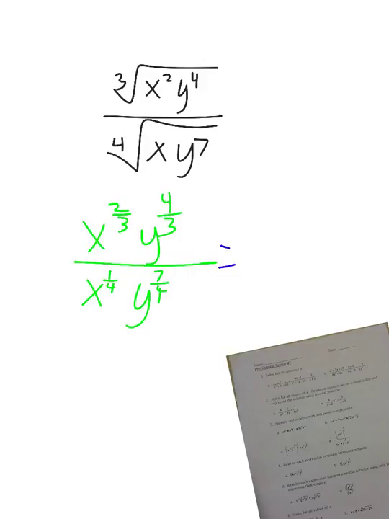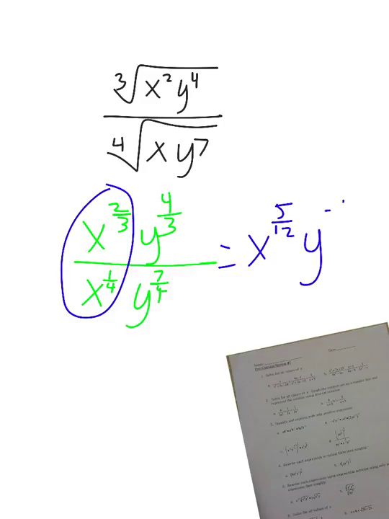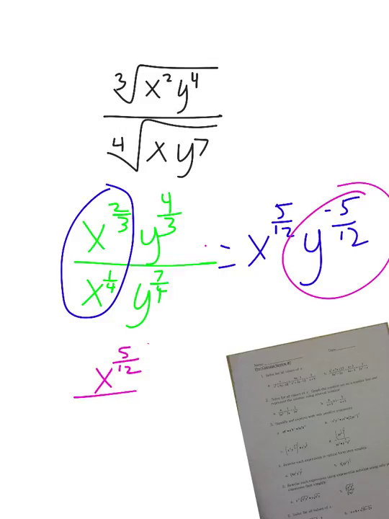So my x's become x to the 5/12, and my y's become y to the negative 5/12, and then my y goes into the denominator because it's a negative exponent. So x to the 5/12 over y to the 5/12. Okay, and let's take a look at 6.